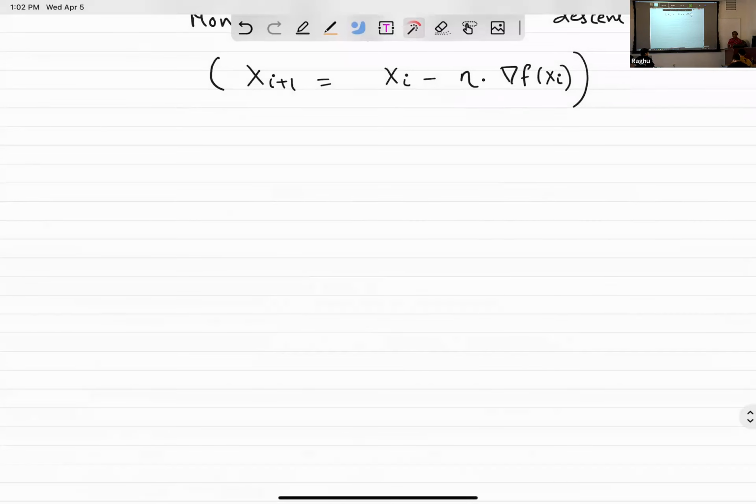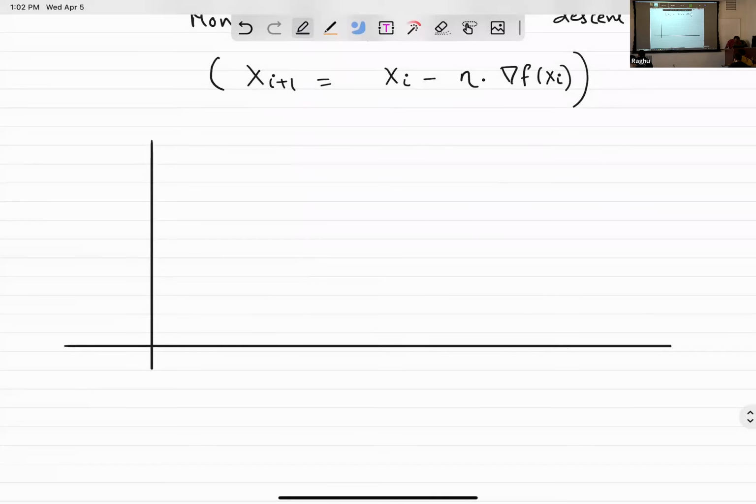Okay, so the proof relies on, let me draw a picture the best I can. I'll try to make it colorful. Okay, so let's say this is our function. We are going to assume it's smooth. From the picture, what can smoothness tell us?